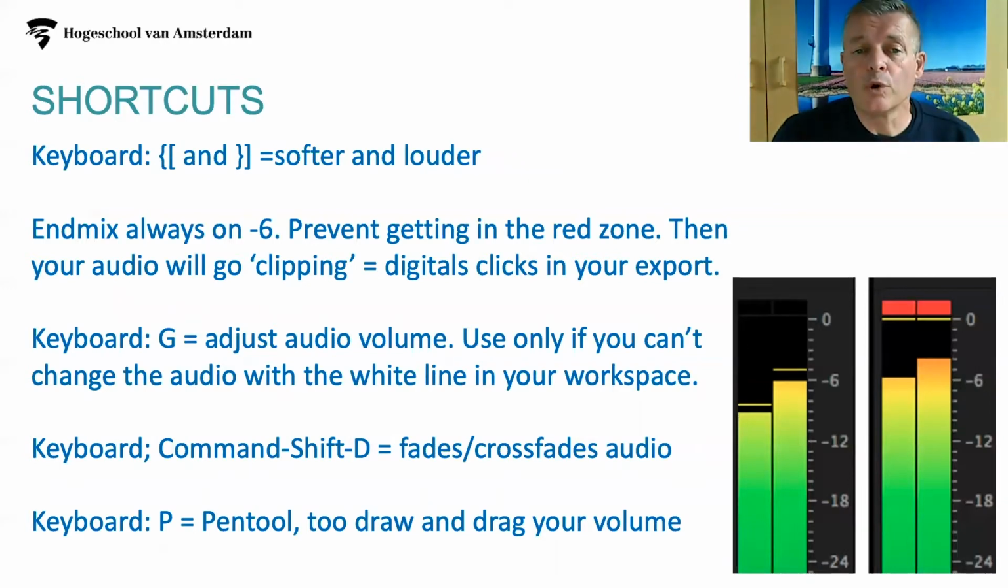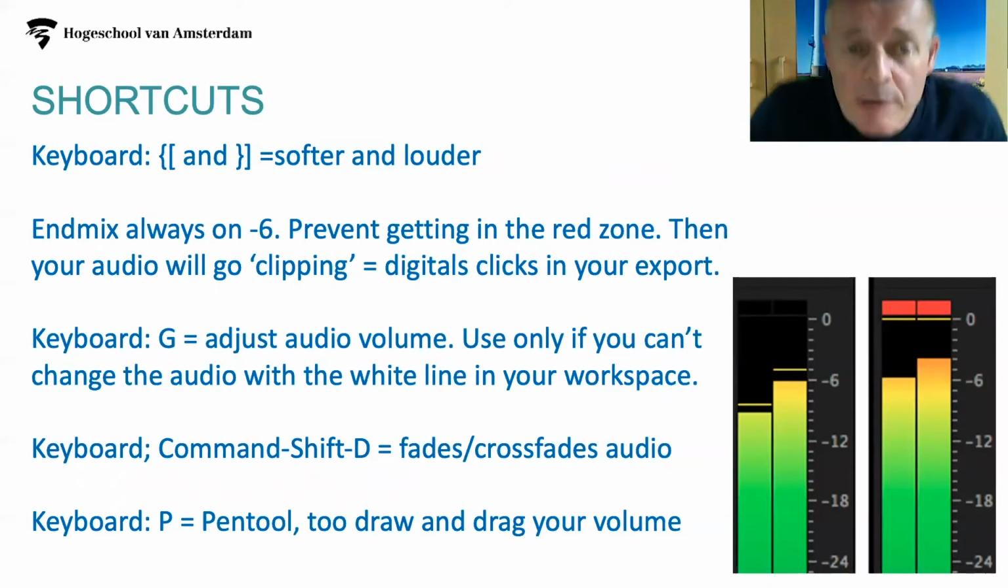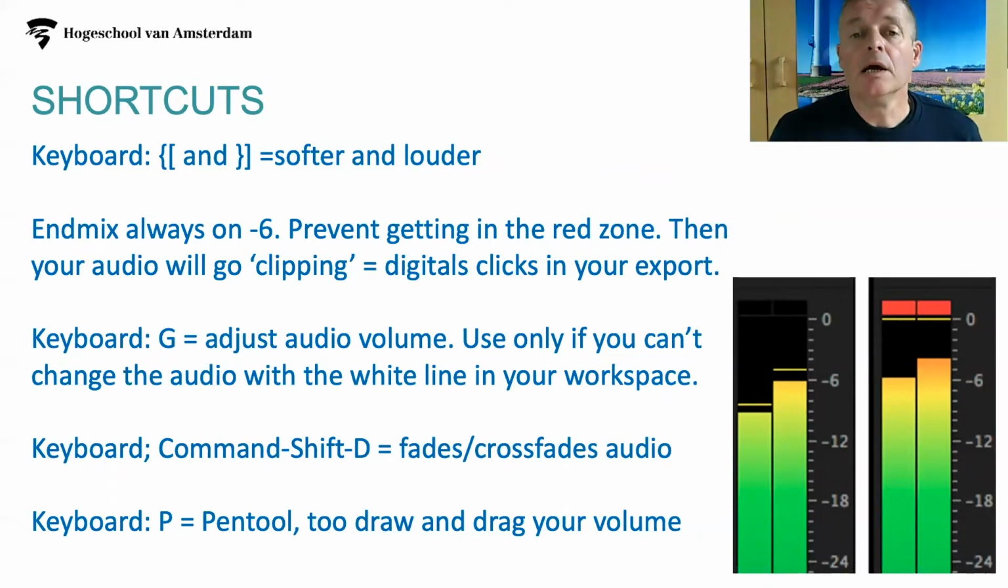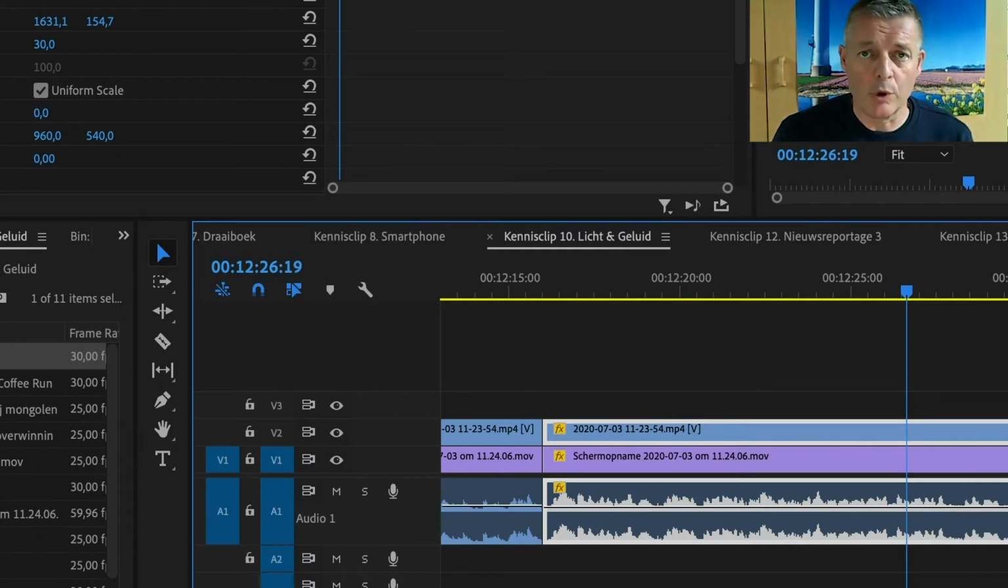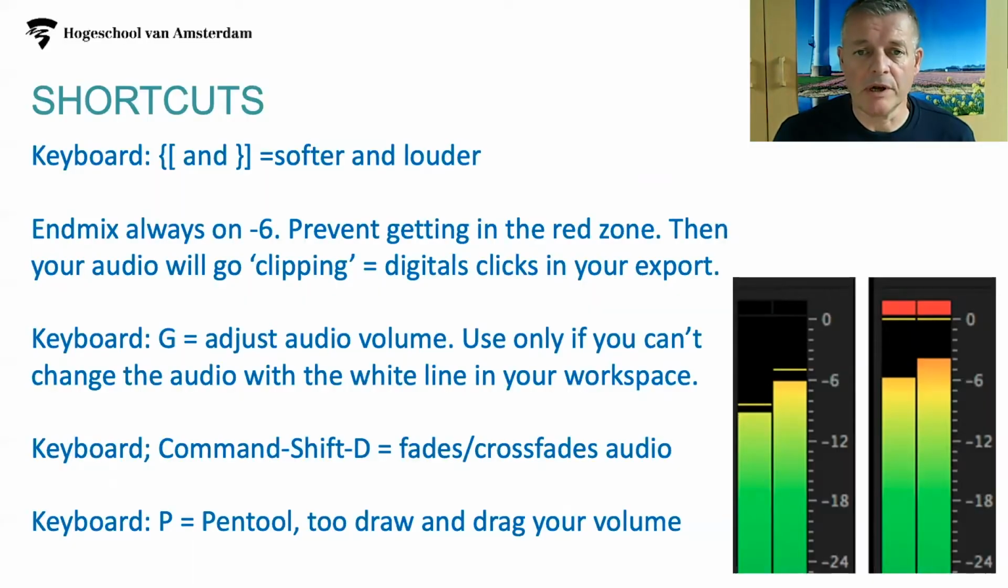Have you recorded your audio too low? Then you can boost it with gain. Type G on your keyboard, so that's gain. You can adjust the volume then, but only use it when lifting of that white line I mentioned before doesn't work enough. Mind you, lifting your audio is not ideal. You'll lift the background noise as well. So always try to record it at -6 already, and you don't have to do a lot about it.